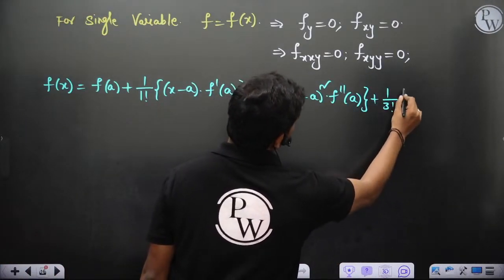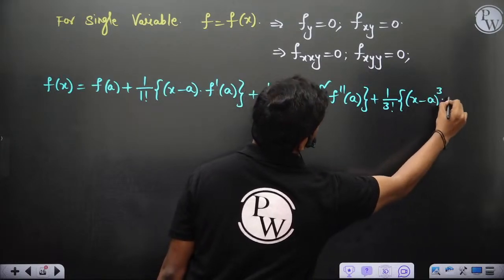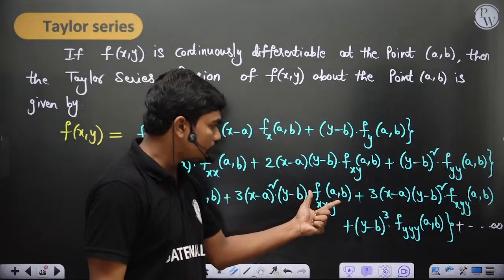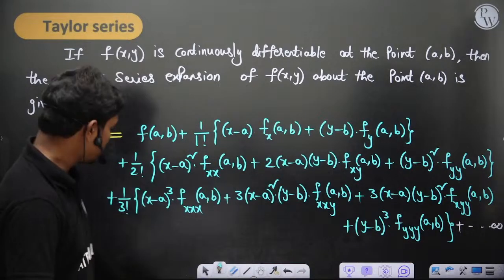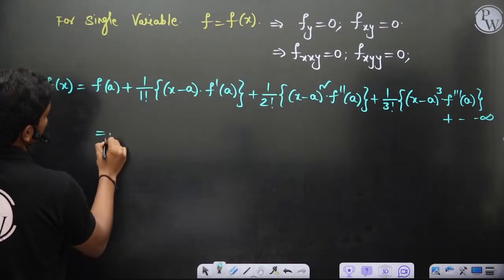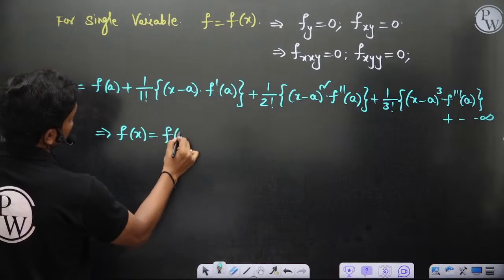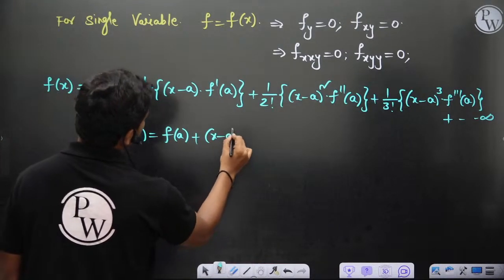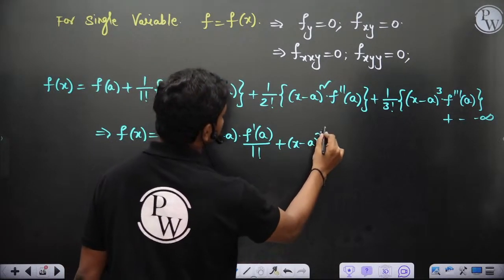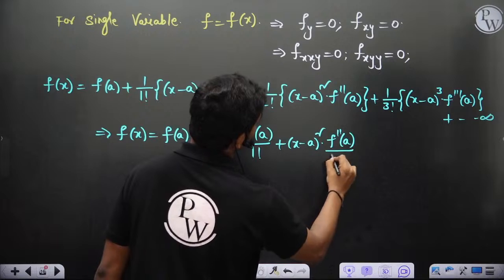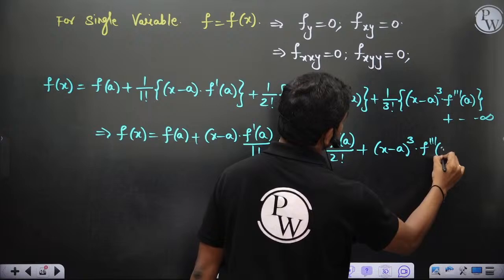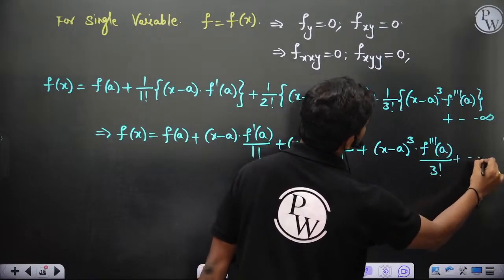Plus 1 by 3 factorial times, similarly you will have x minus a whole cube f triple dash of a, that term. And clearly there is involvement of y, so this term would be 0, this would be 0, this would also be 0 actually. And this series will go on, which if you write in a proper form, you will get f of x is f of a plus x minus a times f dash of a by 1 factorial plus x minus a whole square times f double dash of a by 2 factorial plus x minus a whole cube into f triple dash of a by 3 factorial, and so on. This series will exist like this.